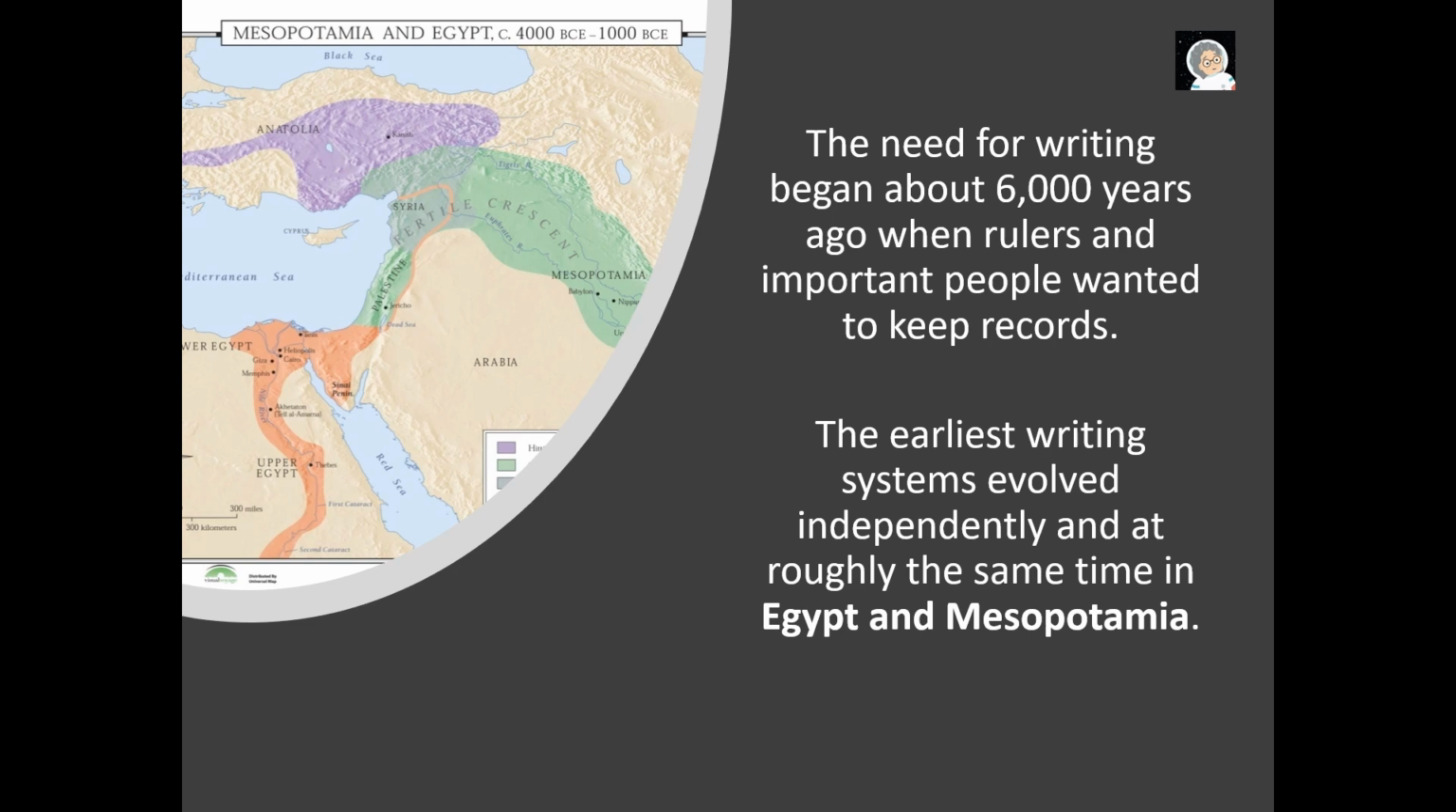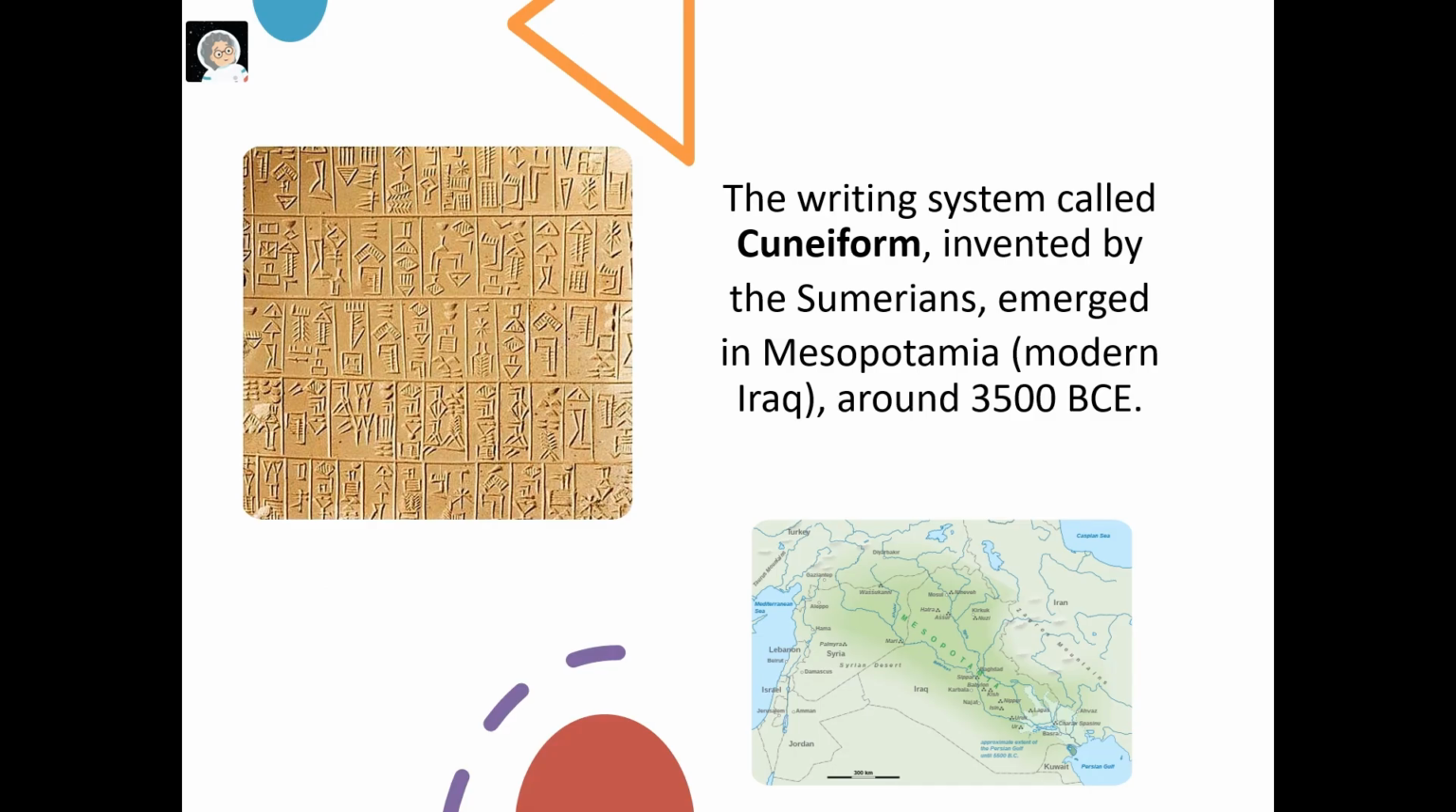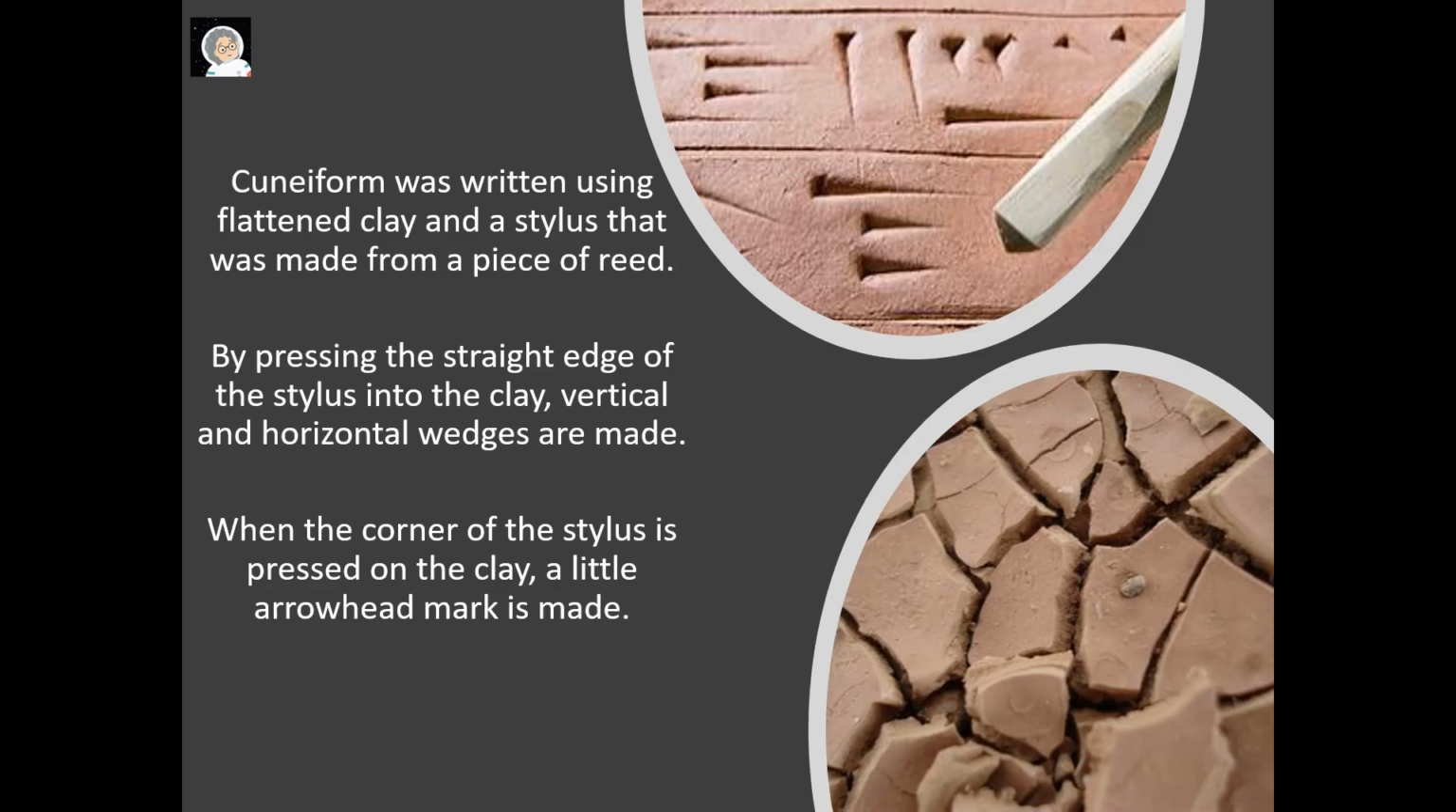The earliest writing systems evolved independently and at roughly the same time in Egypt and Mesopotamia. The writing system called cuneiform, invented by the Sumerians, emerged in Mesopotamia, that is modern Iraq, around 3500 BCE. Cuneiform was written using flattened clay and a stylus that is made from a piece of reed.